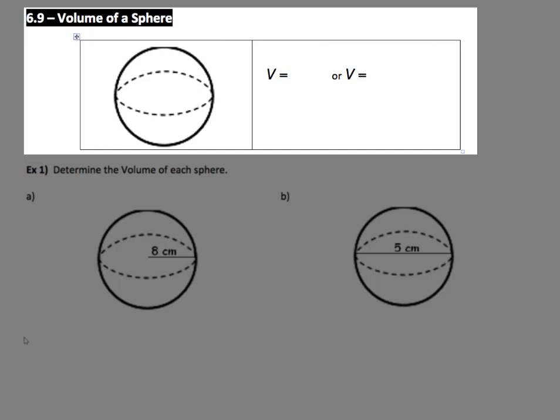Okay. And here's why. We have 4 over 3 times pi r cubed. Now, it might not look bad. I just don't like multiplying a fraction by something. So here's what I do. I just put 4 pi times r cubed all over 3.